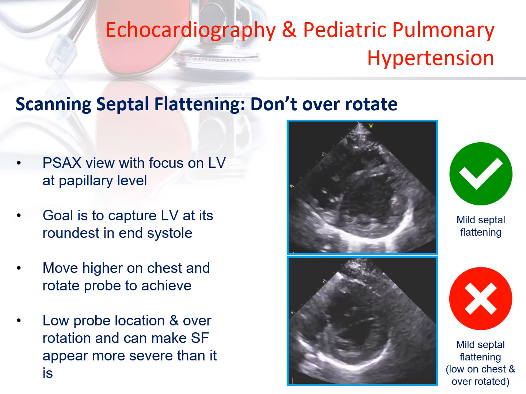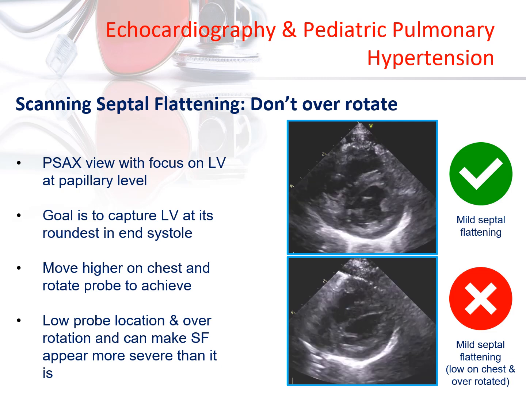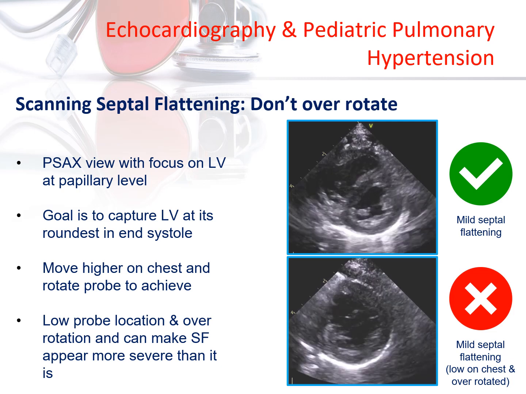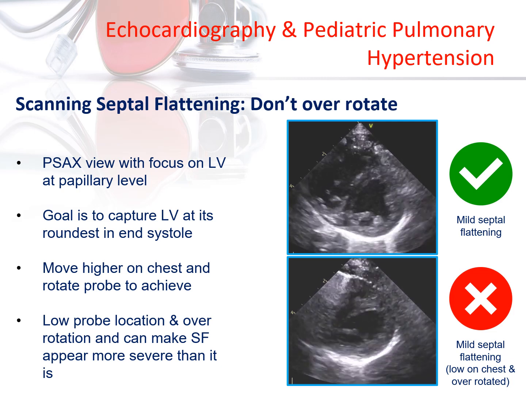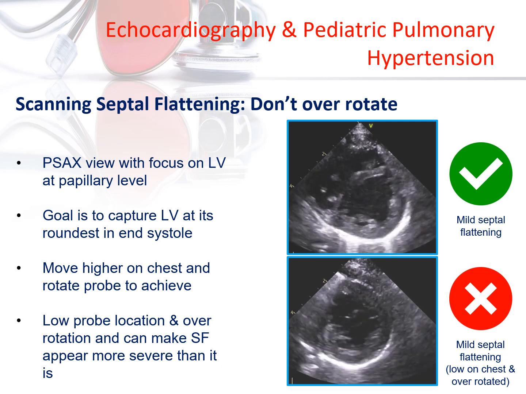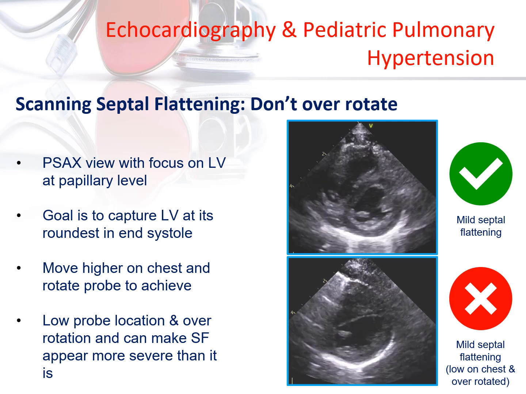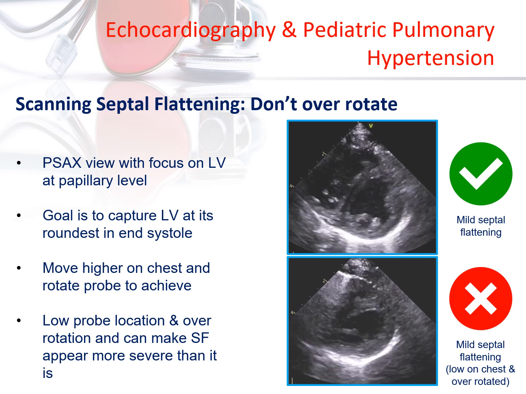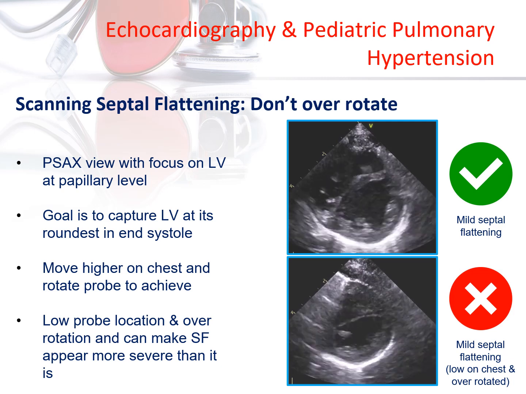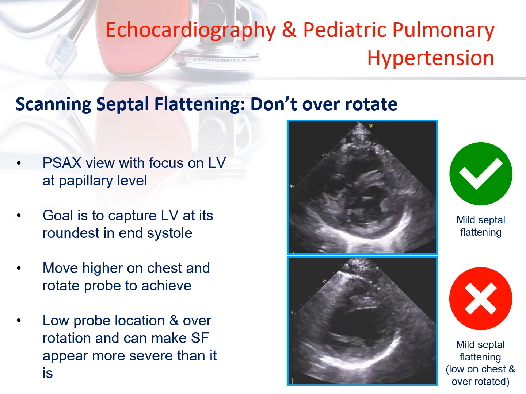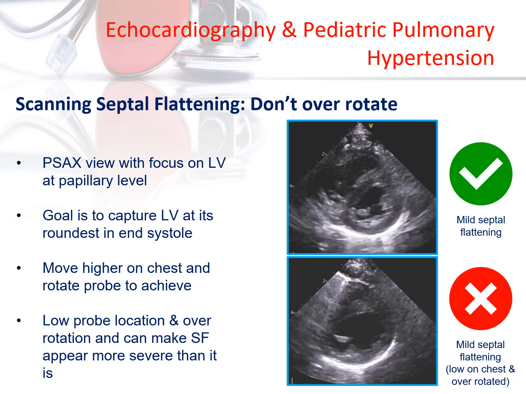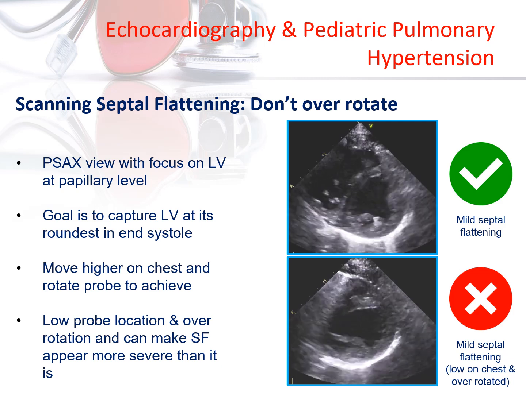Okay, scanning septal flattening. Don't over-rotate. This is an important slide that I think you can all take a good nugget from. You want to start in parasternal short with a focus on the LV at the papillary level. The goal is to capture the LV at its roundest in end systole. You want to move higher on the chest, oftentimes more than you think you should, and then rotate the probe to achieve the roundest look. A low probe location and over-rotation can oftentimes make septal flattening appear more severe than it is.